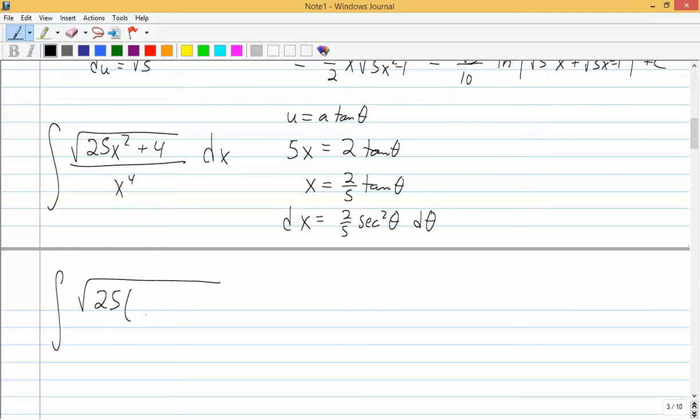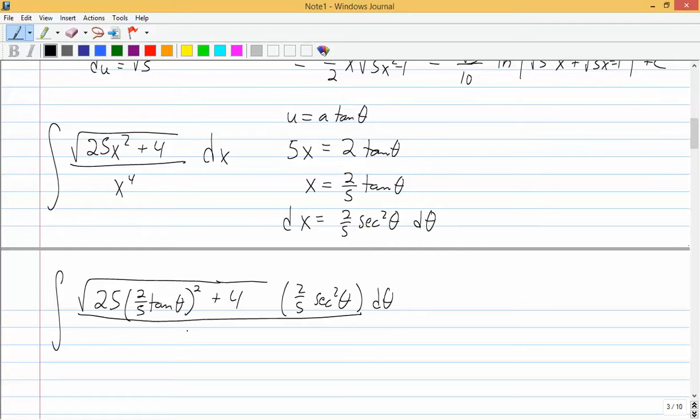Alright, so right here, I'm going to plug in 2/5 tangent theta, and I'm going to square it. The dx is 2/5 secant squared theta d theta over 2/5 tangent theta raised to the 4th power. So I'm going to need to square the fraction in front and square the trig function.